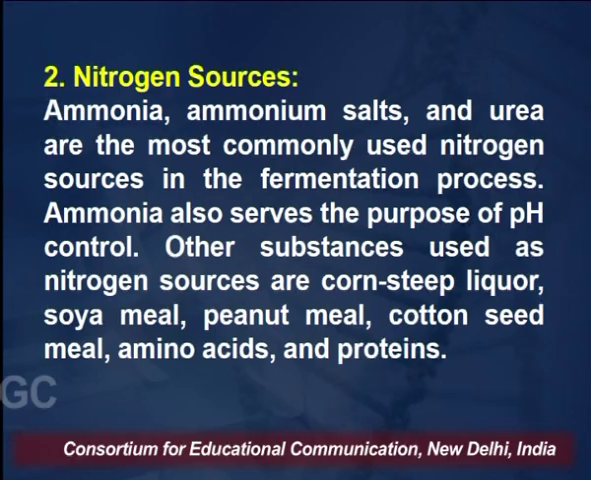Nitrogen sources. The most commonly used nitrogen sources are ammonia, ammonium salts and urea, and they are used in the fermentation process. Ammonia also serves the purpose of pH control. Other substances used as nitrogen sources are corn steep liquor, soya meal, peanut meal, cottonseed meal, amino acids and proteins.